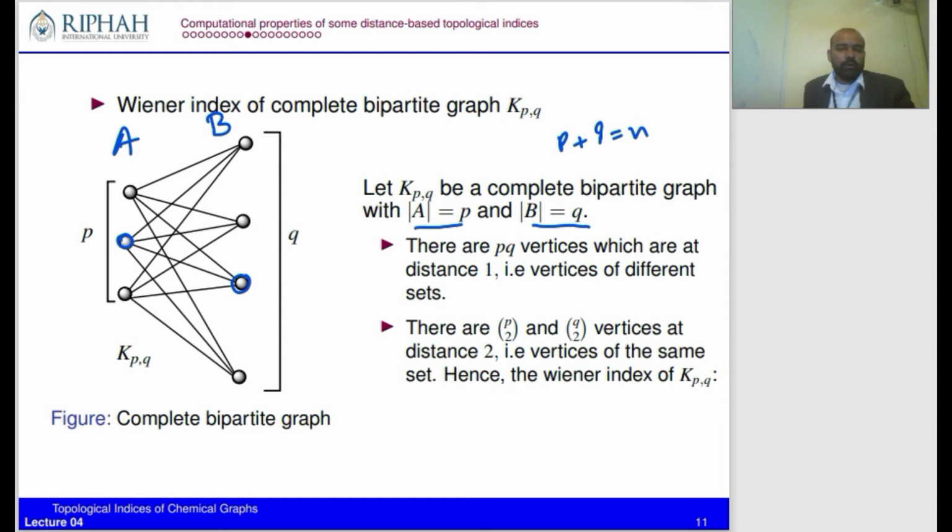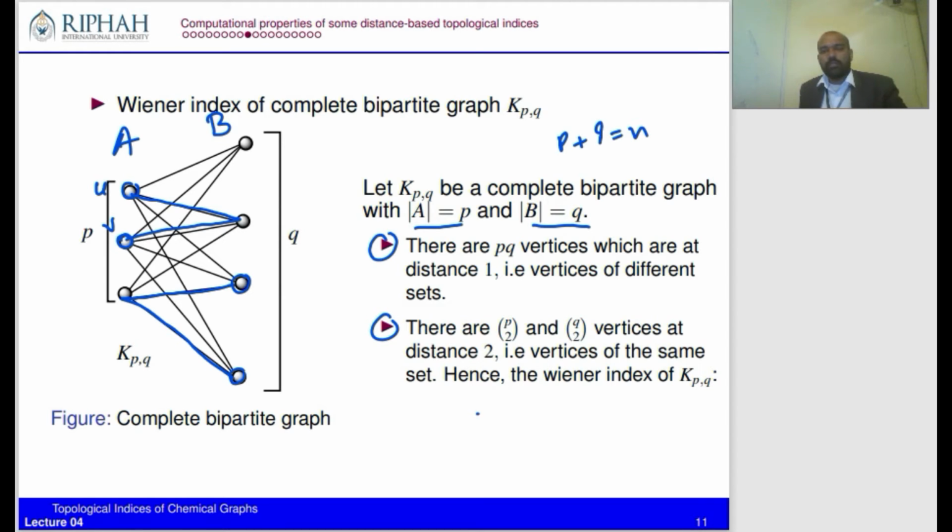Now we talk about the same parity. If the vertices U and V are in the same set A, then the distance between vertices in the same set is 2. Similarly, if two vertices are in set B, the distance between them is 2. So there are P choose 2 and Q choose 2 pairs at distance 2, i.e. vertices of the same set. So we have information 1, there are PQ pairs at distance 1, and information 2, there are P choose 2 and Q choose 2 pairs at distance 2.